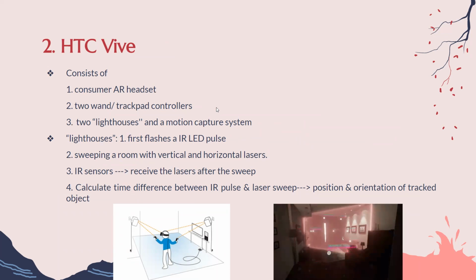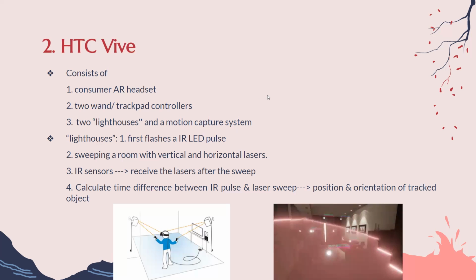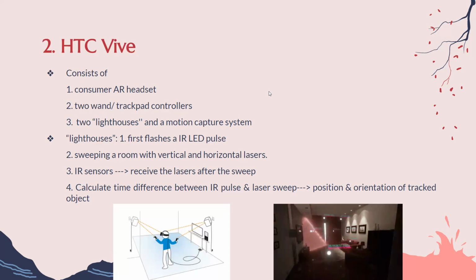lighthouses. The lighthouse first flashes an IR LED pulse, then wraps a room with vertical and horizontal lasers as shown in the right picture. The IR sensors receive the lasers and the time difference between the IR pulse and the lasers is calculated to know the position and orientation of tracked objects.